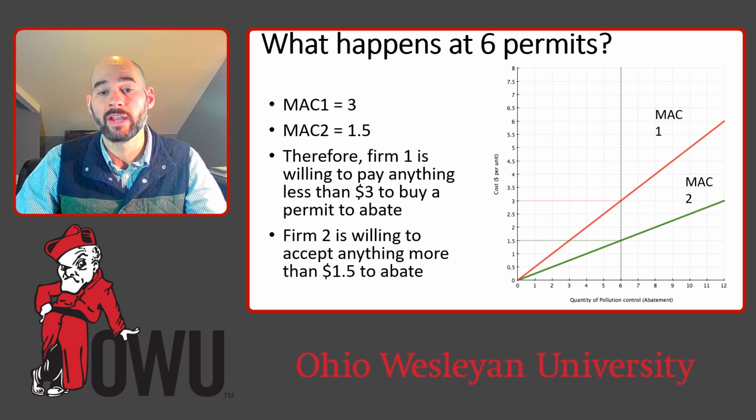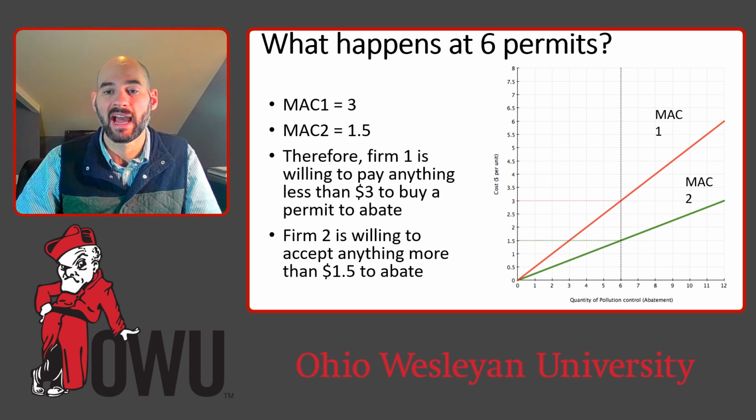And so firm 1 would be willing to pay anything less than $3 to buy a permit to abate, a permit that would allow them to pollute instead of abate. Firm 2 would be willing to accept anything more than $1.50 to abate, rather than just abate on their own. So firm 2 could say, okay, it's not going to be too costly. After my 6th permit, I could choose to reduce pollution on my own.